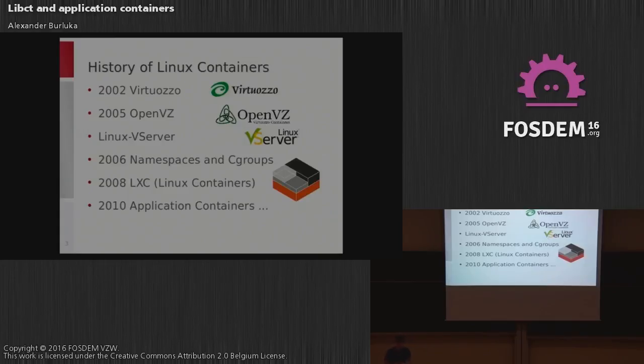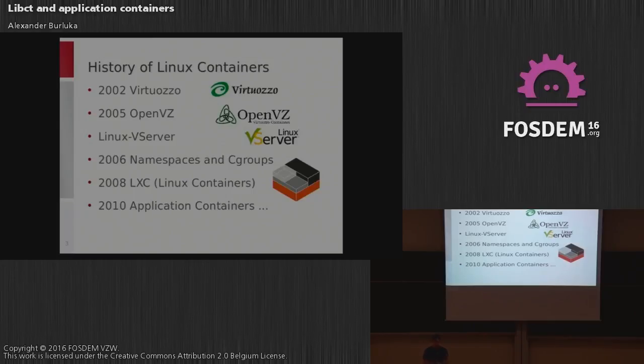Then the Linux-VServer project appeared. It has the same functionality as OpenVZ, but it had a few troubles with networking, which were solved later with the network namespace. Then in 2006, namespaces and control groups appeared in the Linux kernel, and Linux containers as a technology started in 2008. In 2010 Docker appeared. It made a revolution.